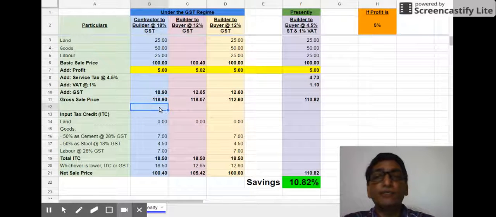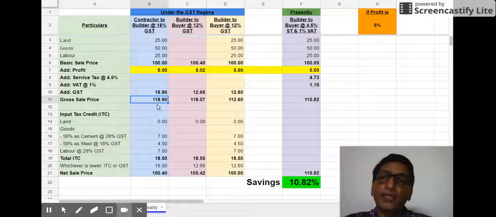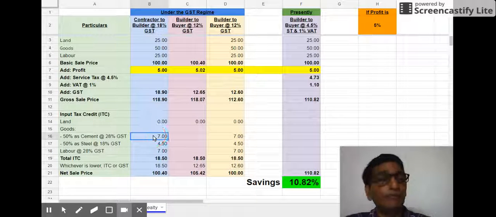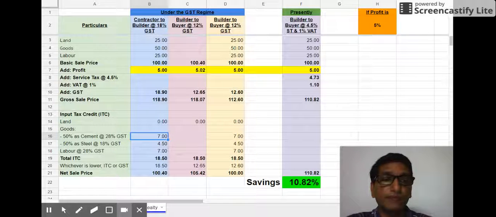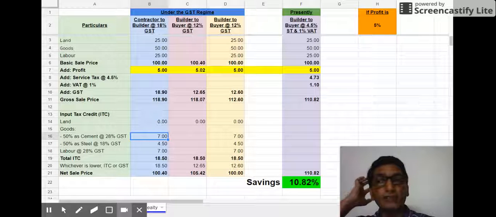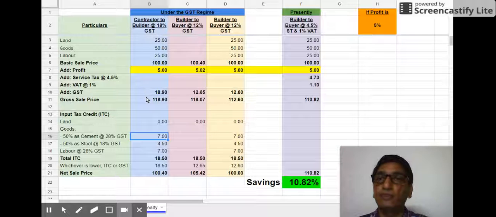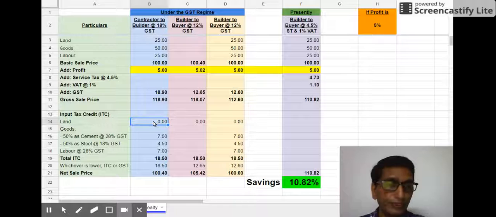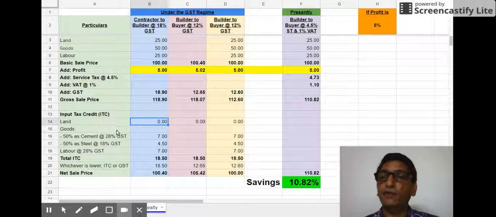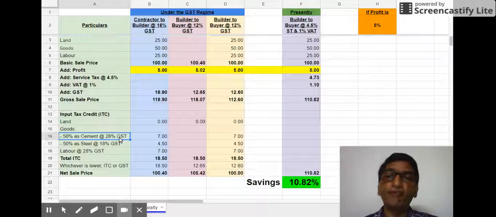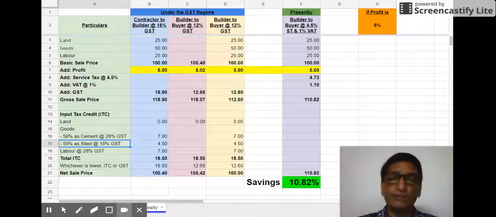But now, when it comes to the payment by the builder to the contractor, what the builder can do is pay 118.90 minus the land cost. The point is, should the builder pay this much money? No. The builder will ask from the contractor the benefit of input tax credit available to him in the process of construction on various inputs consumed in that construction. So let us go into the input tax calculation of these three elements that we assumed above. Land, since there is no GST, so there is no question of input tax credit. And now when it comes to goods, see, the thumb rule is that 50% of the goods is in the form of cement and the other 50% of the goods is in the form of steel. For the purpose of convenience, the assumption is this.